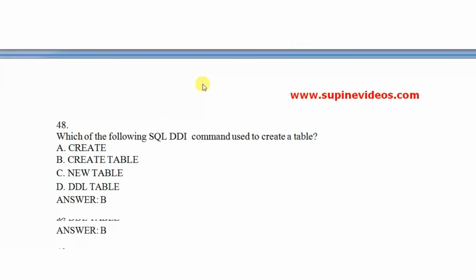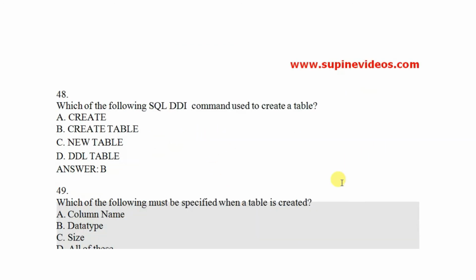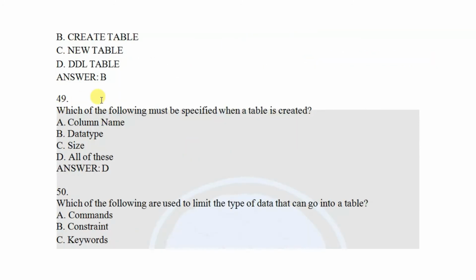Classes. Question number 48. Which of the following SQL DDL commands is used to create a table? Your answer is option B, create table. Question number 49. Which of the following must be specified when a table is created? Your answer is option D, all of this, that is column name, data type and size.